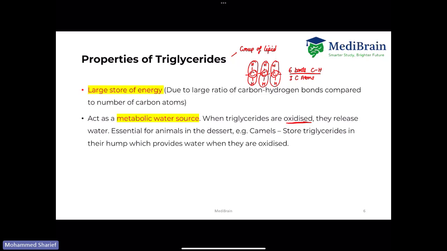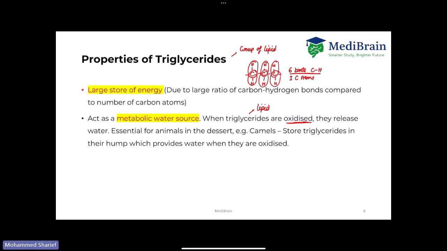Why? Well, what does respiration release? Respiration uses glucose and oxygen to produce carbon dioxide and water. And when triglycerides are oxidized, remember triglycerides are a lipid. Just remember that. If you remember the bottom line that triglycerides are lipids, then you're going to remember that they can be used in respiration at some point in the cycle. When they're used in respiration, they can be oxidized to release water.